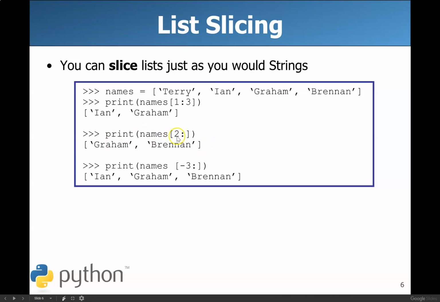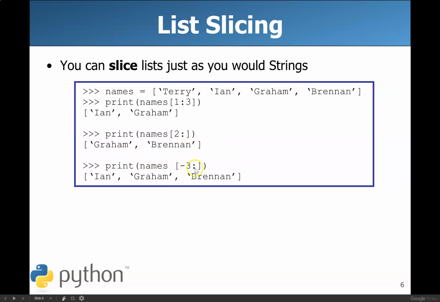If I print names from 2 to the end, that's the blank spot after the colon. If you have a blank after a colon in a slice, it goes to the very end. So it's going to start at 2. So 0, 1, 2 is Graham, and it's going to go to the end, and Brennan's the last one. So that's why you get that.